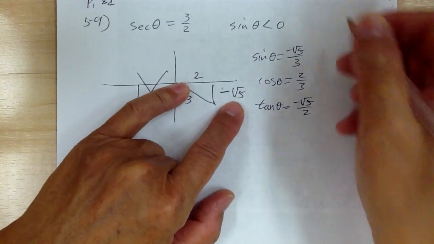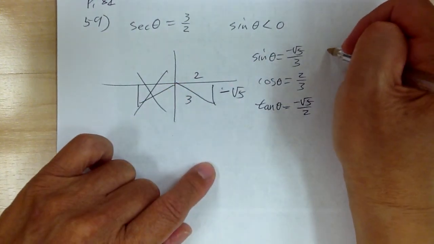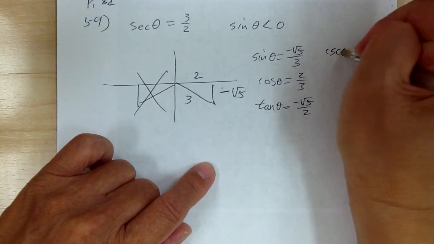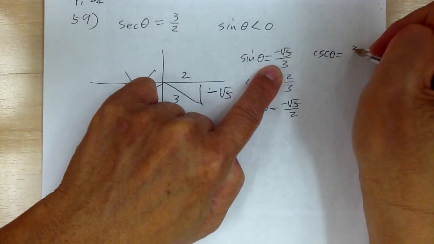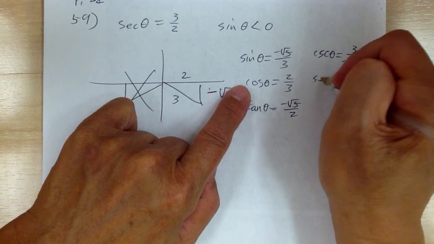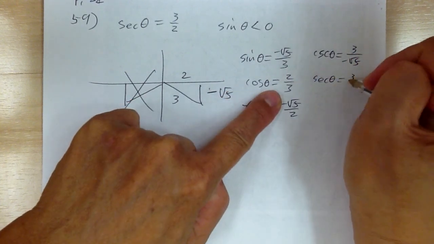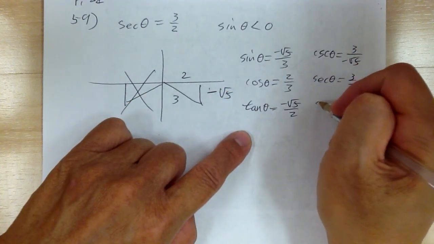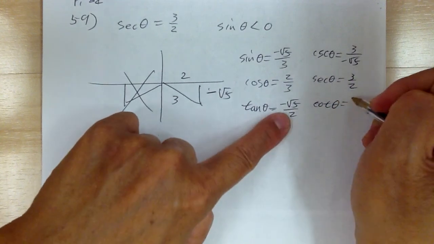Again, you use your functions. Then you're going to get cosecant. Cosecant, you just flip this over, so it would be 3 over negative square root of 5. And then you get secant, flip it over, and you got cotangent, you flip it over.